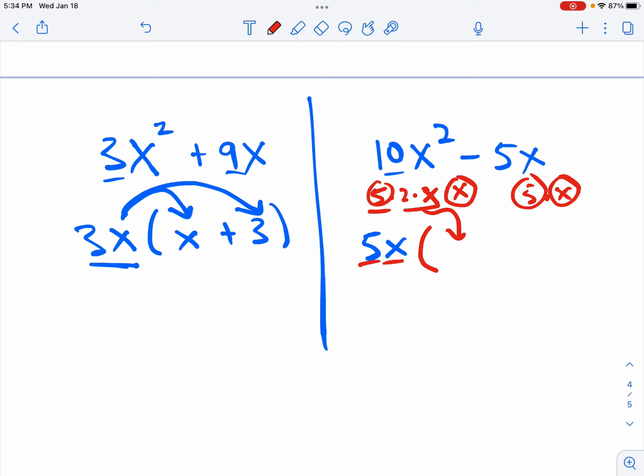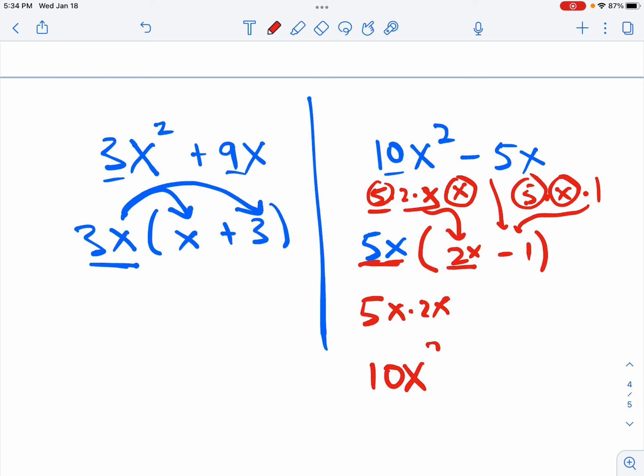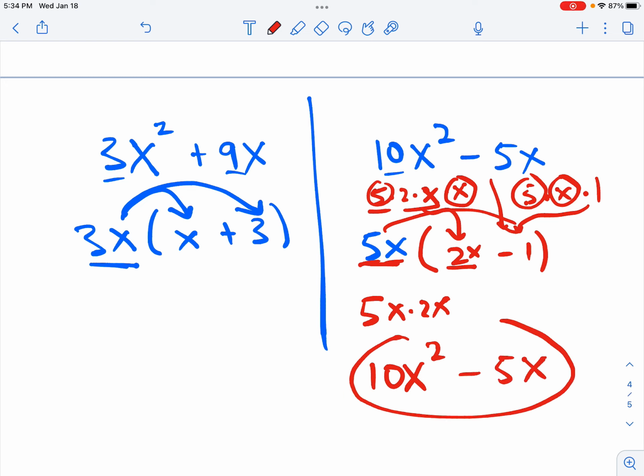Now this one's a little bit tricky, you may have noticed. The minus comes down. The tricky thing is I've taken the 5, I've taken that. There aren't really any leftovers here. So if you run out of things here, you can always put a 1 there. Now remember 5 times x times 1, same thing as 5x, so that 1 is going to be our leftover. And now let's check with the distributive property. 5x times 2x, let's write that out. 5x times 2x, 10x squared. 5x times negative 1, negative 5x. So that and that match up. Okay, that's it for this one.